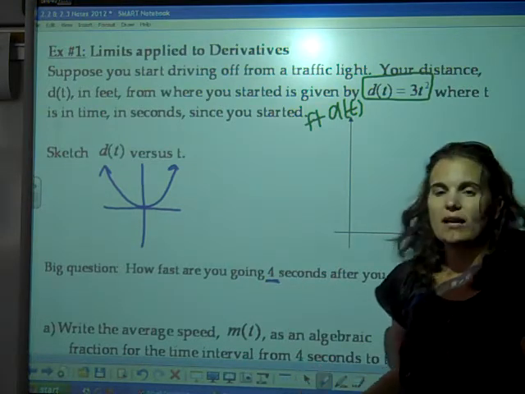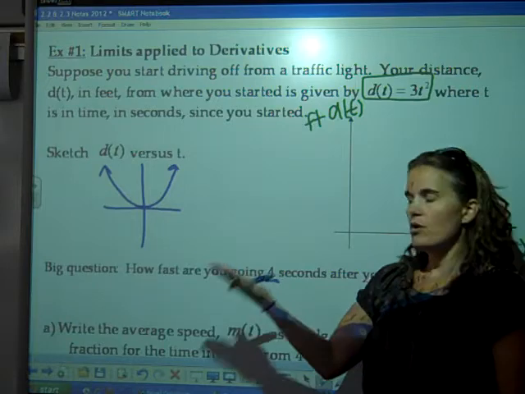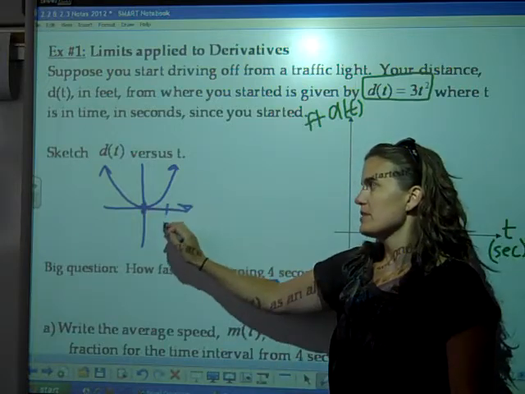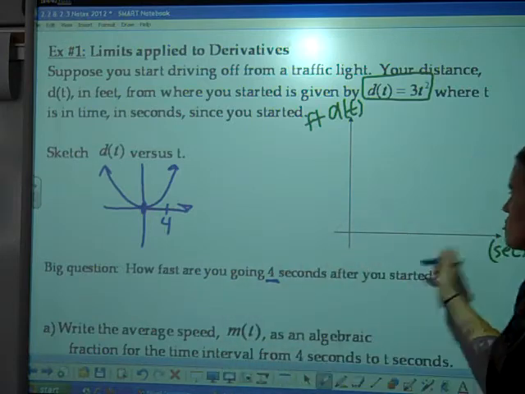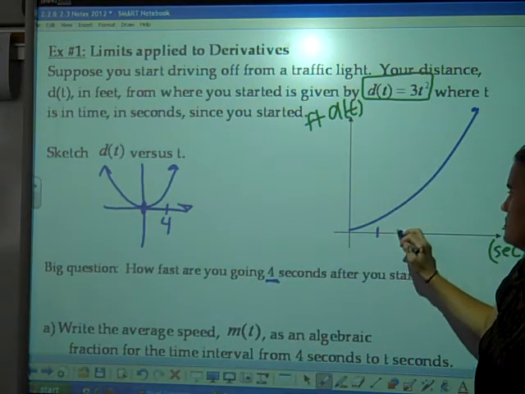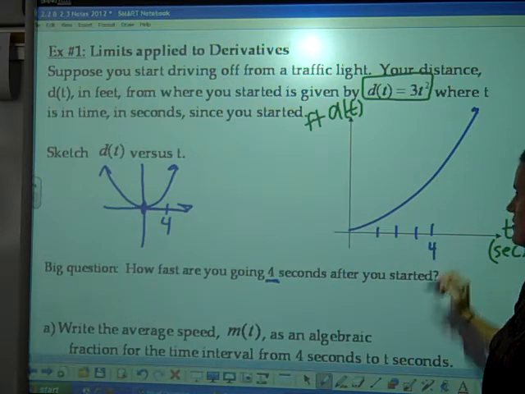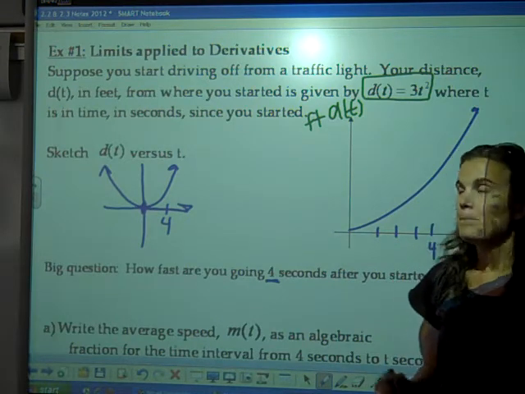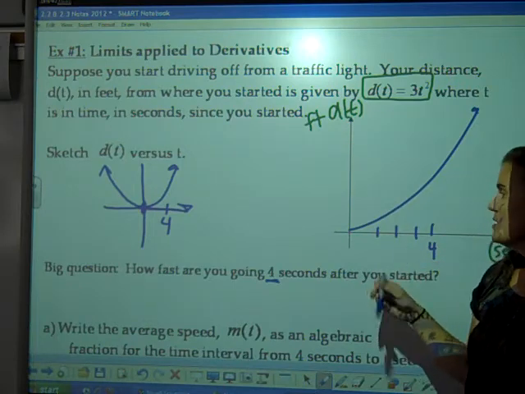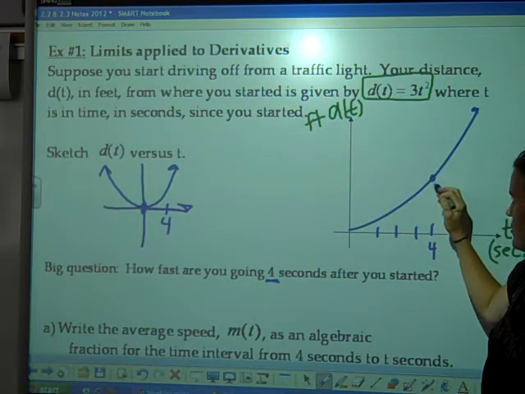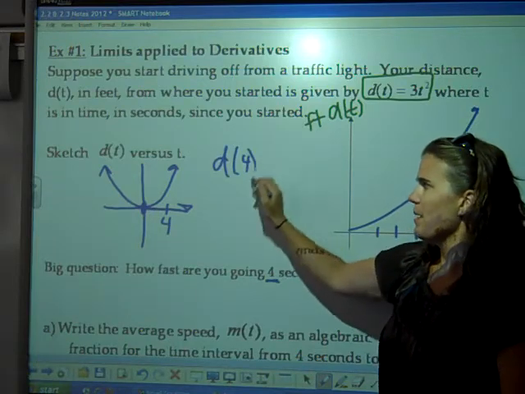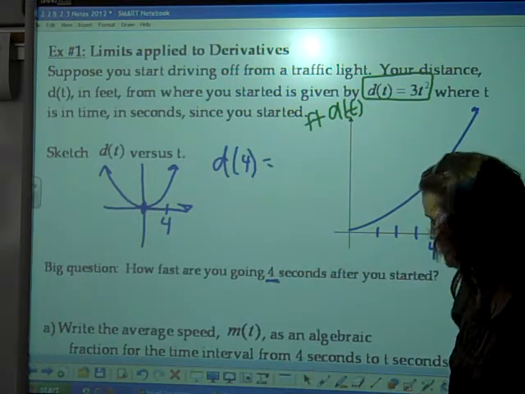How fast are you going 4 seconds after you started? So we only care about the starting point here at 0 and beyond. And we're going to be specifically looking at 4. So let's go ahead and draw our graph just so we can make sure we have 4 in there. 1, 2, 3, 4, something along those lines. But remember, this is just d of t and t. So if I figured out what that value is right there, d of 4, I want you to think about what that would represent and calculate it.